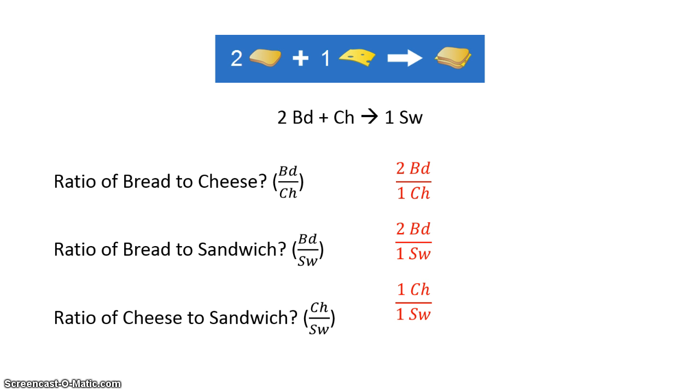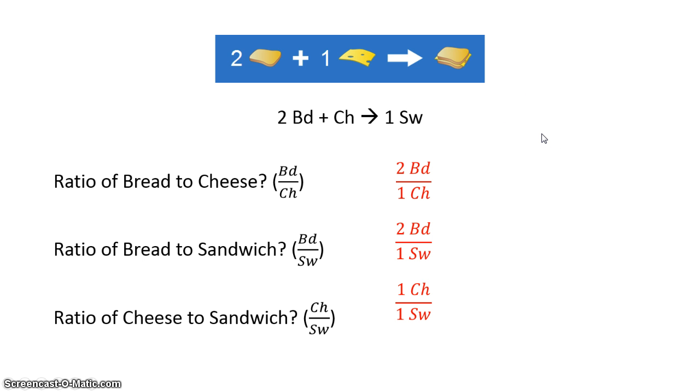Alright, let's see how you did. For every 2 slices of bread, you have 1 slice of cheese. For every 2 slices of bread, you have 1 sandwich. For every 1 slice of cheese, we have 1 sandwich in this fake chemical reaction.